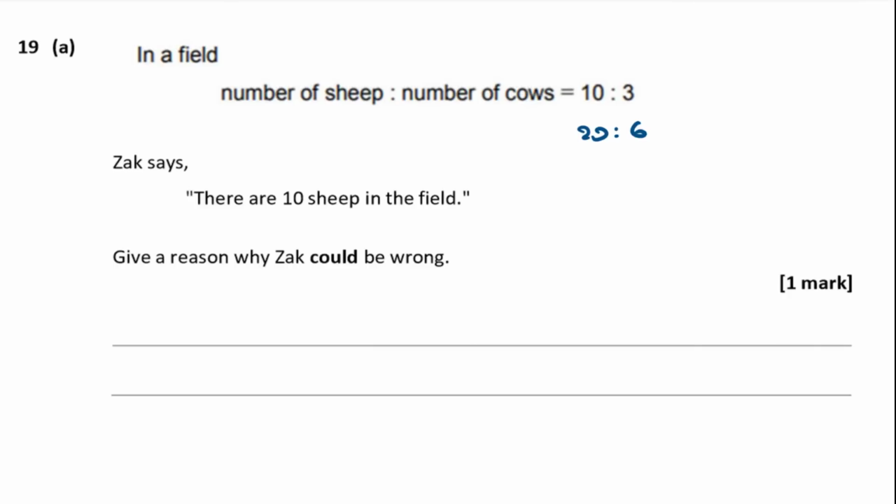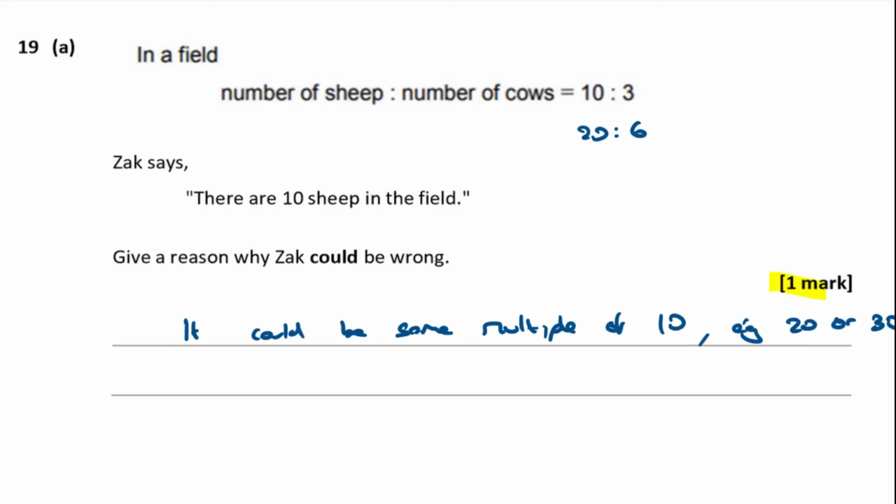I'm going to say it could be some multiple of 10, e.g. 20 or 30. So it could be 20, or it could be 30, or it could be some other multiple of 10. Okay, I think that's good enough. It's just a 1 marker, this. They're not expecting an essay. Just a quick reason why you think that is.